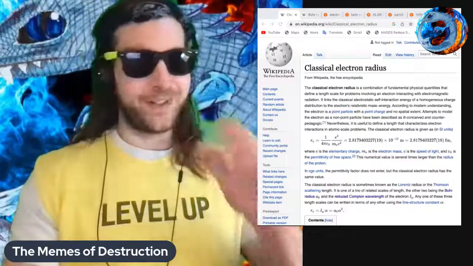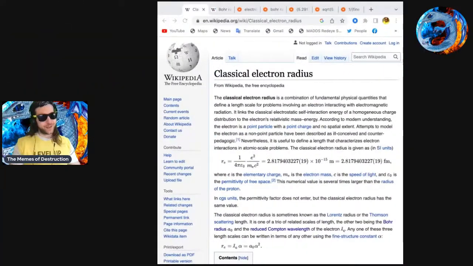But what are we talking about? We're going to take a real quick look at the classical electron radius. Yes, this is in Wolfram Alpha. The classical electron radius is a combination of fundamental physical quantities that define a length scale for problems involving an electron interacting with electromagnetic radiation. It links the classical electrostatic self-interaction energy of a homogeneous charge distribution to the electron's relativistic mass energy.